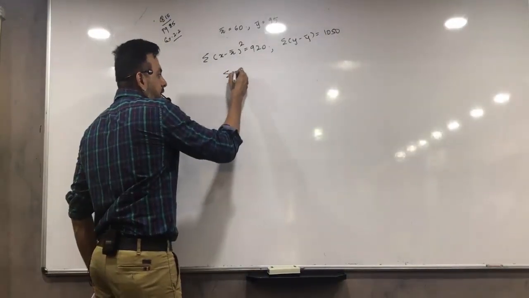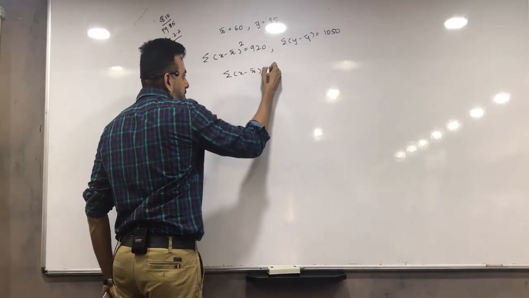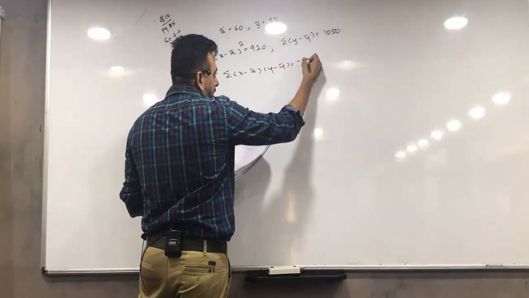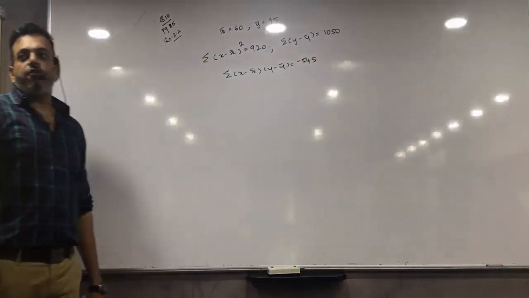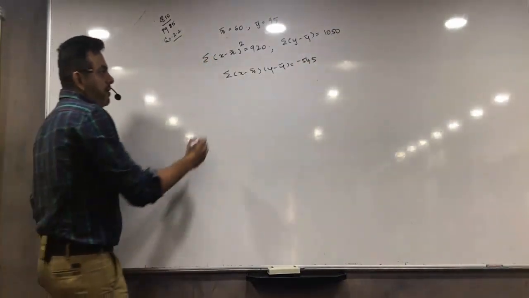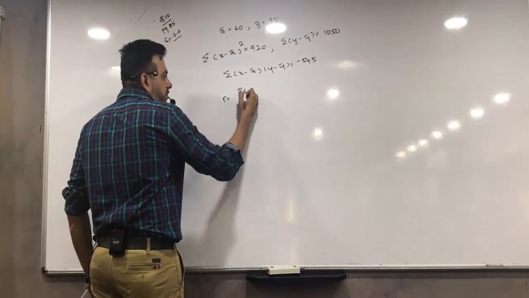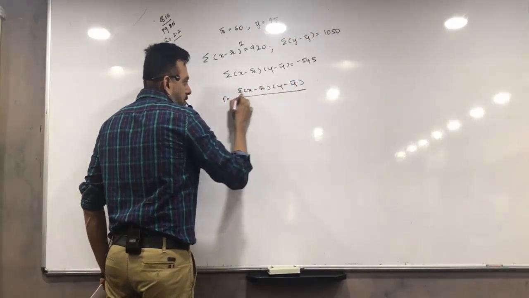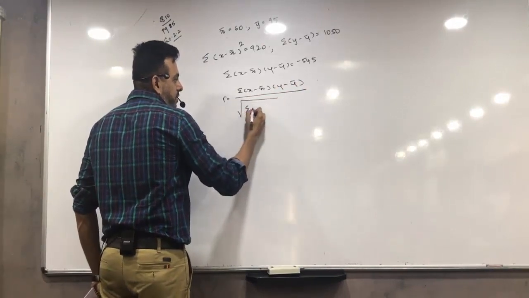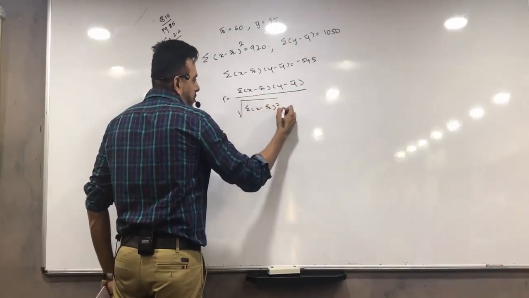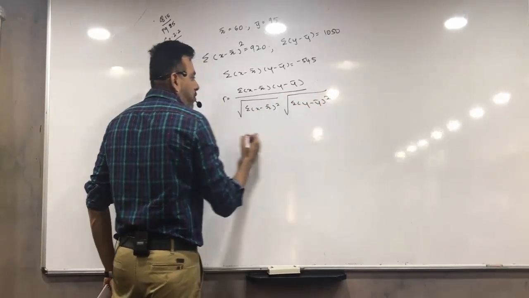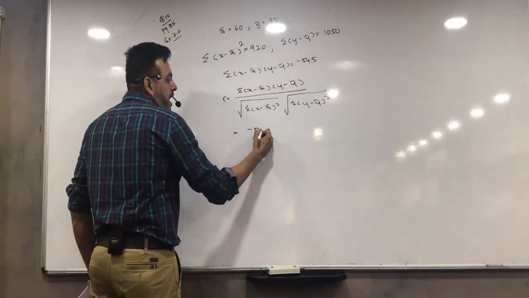Yes, sigma (x minus x bar)(y minus y bar) is equal to minus 545. So which formula of r will we use over here? r is equal to sigma (x minus x bar)(y minus y bar) upon under root sigma (x minus x bar) the whole square under root sigma (y minus y bar) the whole square. Can you solve it now?